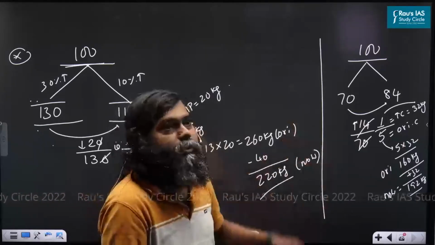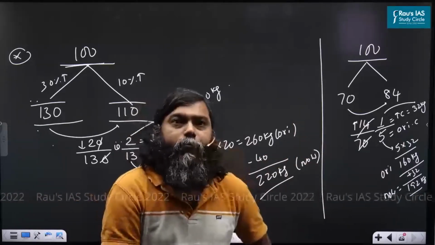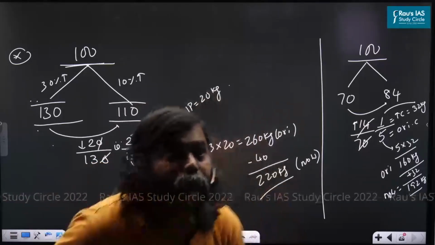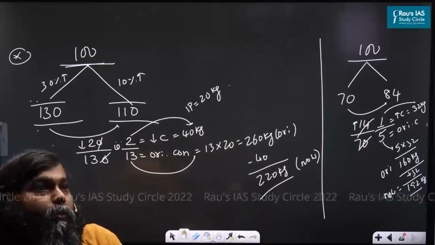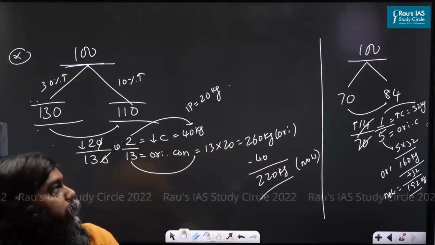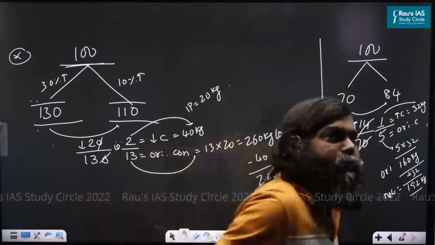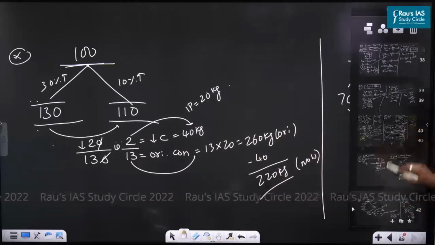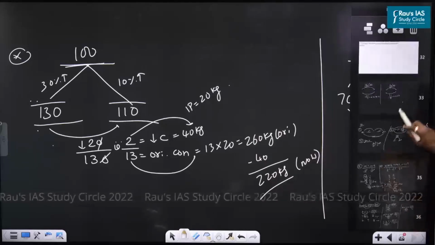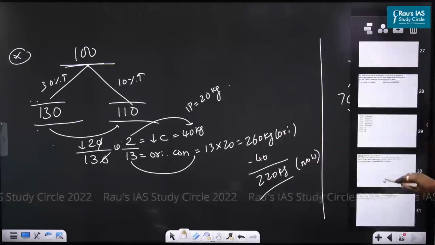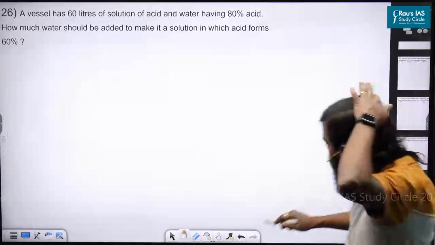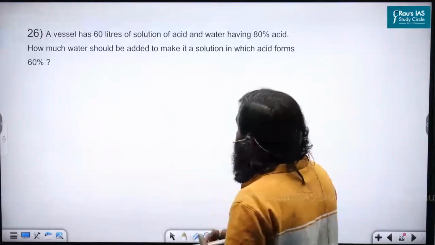Anybody doubt here? Anybody? Okay. So this much is sufficient in product constant rule. Come to next type of question. Try this question.